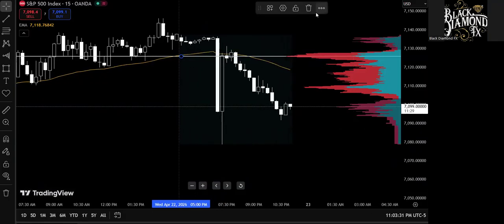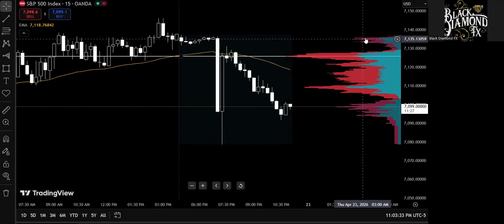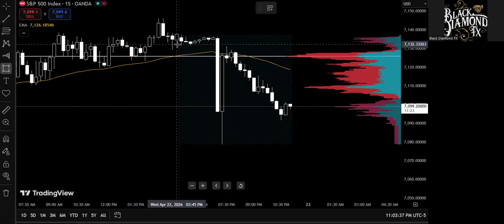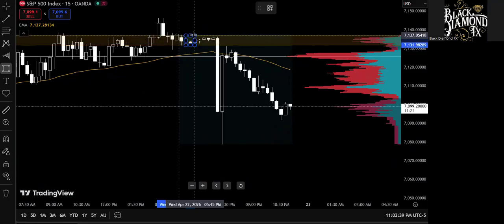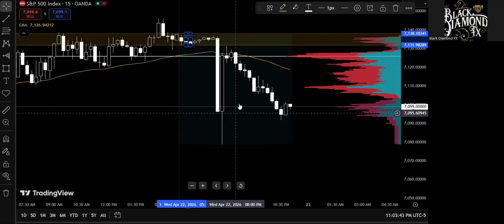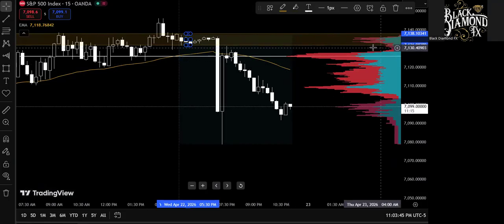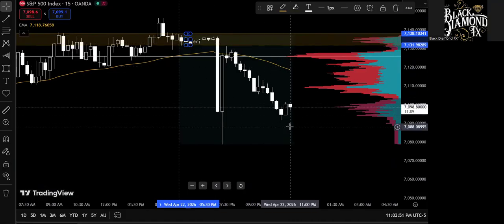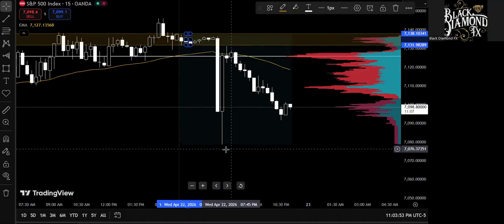Look, same thing. Look at this. High volume node, low volume node. Same thing. Boom, boom. Look at that. See how it lines up? Broke structure, came back. Low volume node. Take your entry at the low volume node. Bring it on down. Probably can target this low right here.